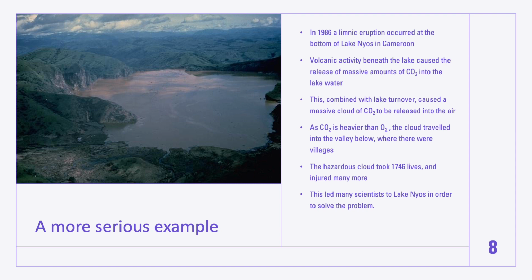And this combined with lake turnover, which is a natural phenomenon, caused the water at the bottom of the lake to be switched around and become the water at the top of the lake. This was disastrous, as the water that was saturated with carbon dioxide then created a large carbon dioxide cloud. This cloud traveled down into the valley below the lake and killed 1,746 people and injured many more in the process. This disastrous natural phenomenon led many scientists to go to Lake Nyos in order to try and solve the problem.